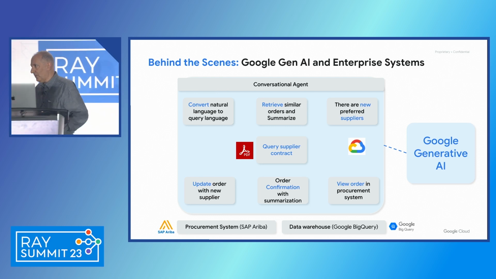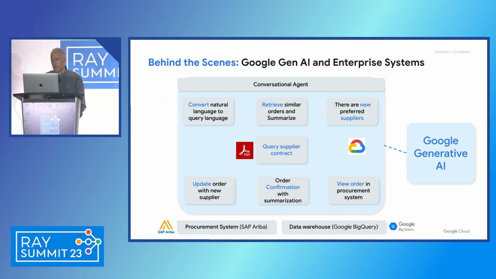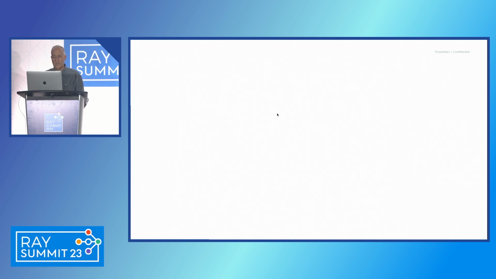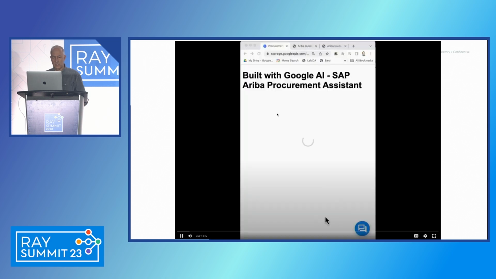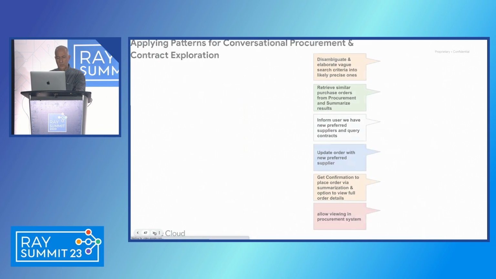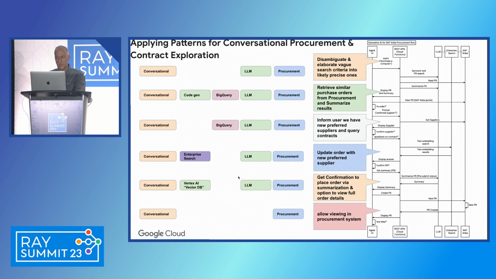So for example, if you have these more canonical systems like SAP Ariba, like Salesforce, etc., you want to be able to tap into them. I'm not going to go into it at this point because we don't have much time. I was going to show you a demo, but I won't. Instead, I'm just going to show you the architecture.